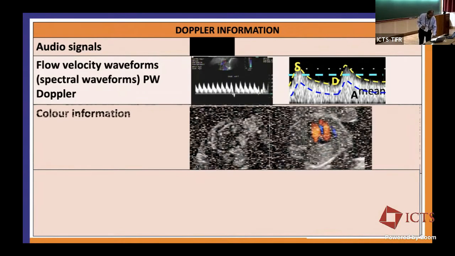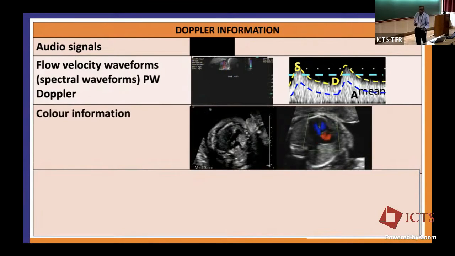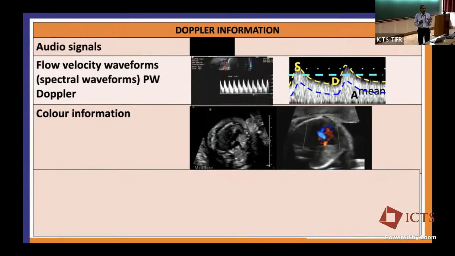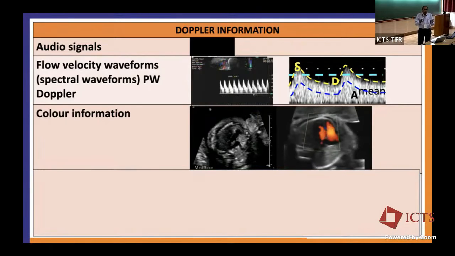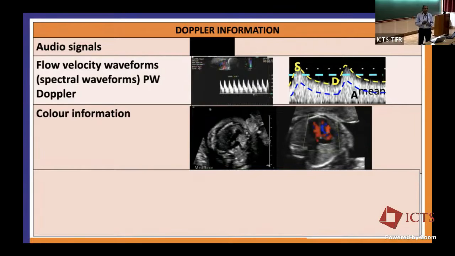The next change that happened is color Doppler. Color Doppler changed the way we are able to do Doppler, because pulsed Doppler came prior to color Doppler. But today when we do Doppler, first we do the color Doppler, then we add the pulsed wave. Why? Because this is called a region of interest.